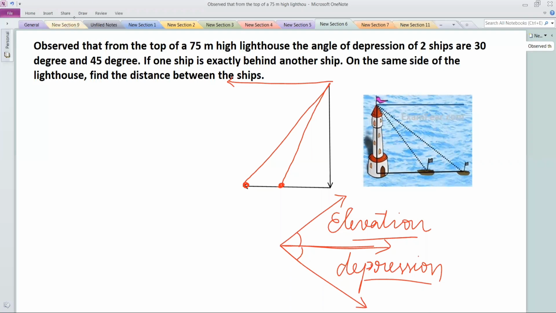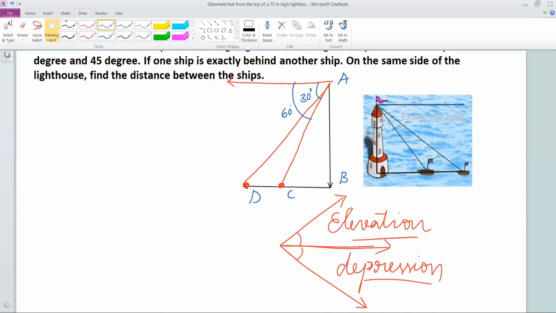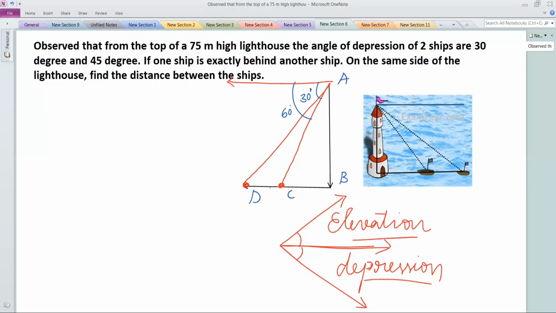We shall consider this as 30 degree. Next, they have given one more, which we shall consider as 60 degree. One is 30 degree, one more is 60 degree. Now, this is the quadrilateral A, B, C, D. Already you know that if two lines are parallel, alternate angles are equal. If that is 30, this will be 30. Then this will be 60 degree. Hope it is clear for you.